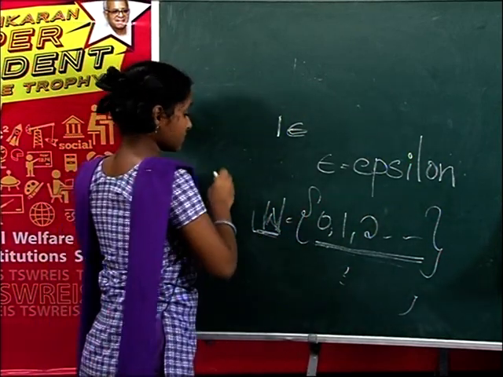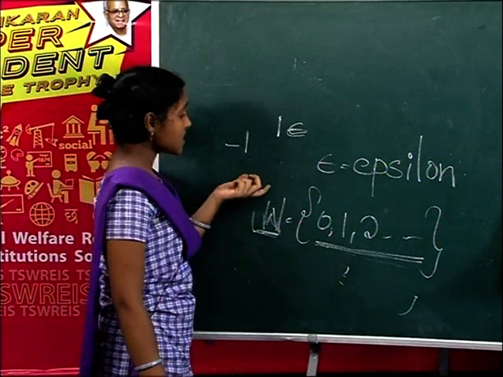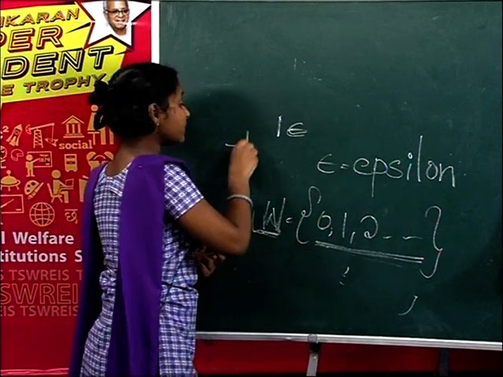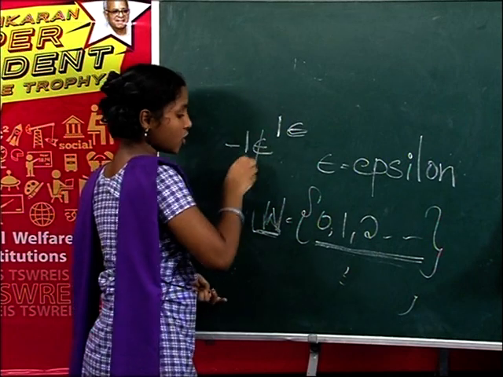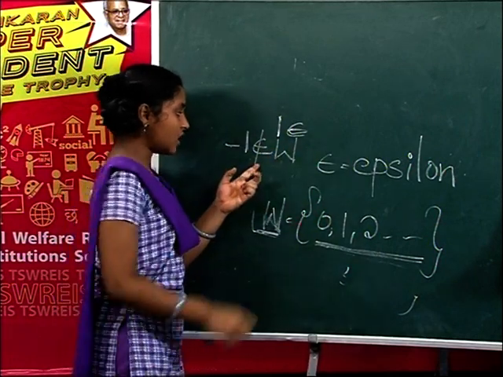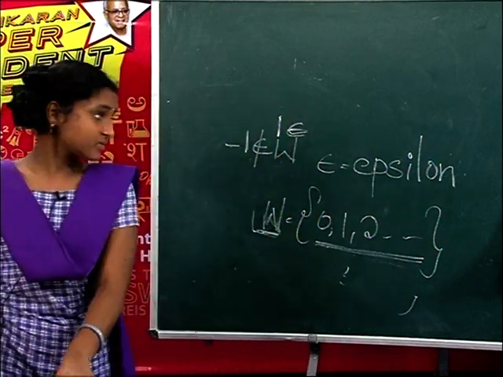And if we take the number minus 1, minus 1 is not part of this set, and we can write that minus 1 does not belong to W. This symbol is called does not belong to, and this one is called belongs to.